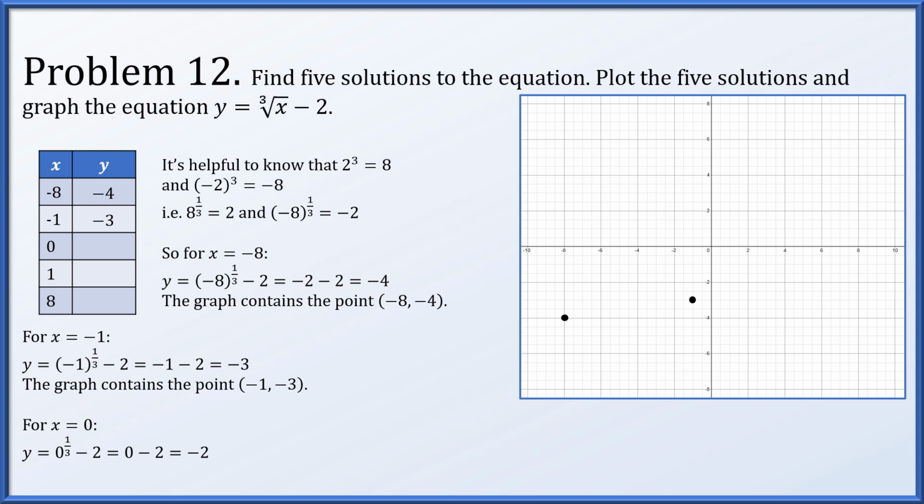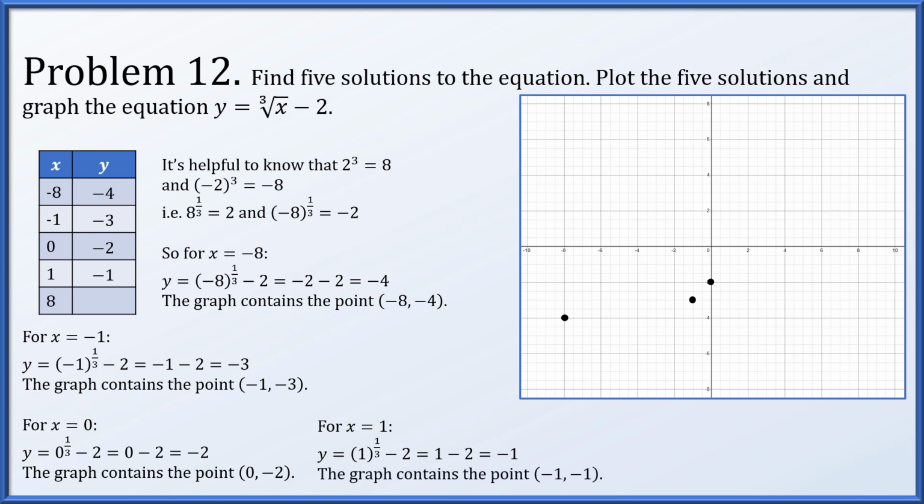When x is 0, we get 0 to the 1/3 minus 2, or just minus 2. So the graph must contain the point 0, minus 2, so we throw that down. When x is 1, we get the cube root of 1, which is 1, minus 2, in other words, the graph must contain the point 1, minus 1. There it is. When x is 8, we get 8 to the 1/3, which we know to be 2. 2 minus 2 is 0. So the graph must contain the point 8, 0. So we put that down.